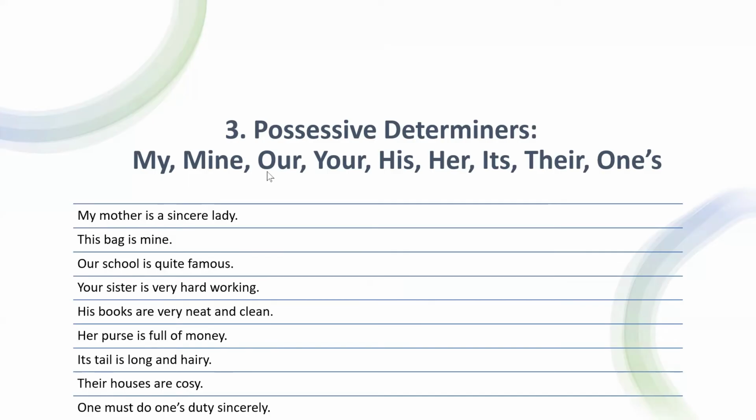Use of our. Your sister is very hardworking. Use of your. His books are very neat and clean. So use of his. Her purse is full of money. Use of her. Its tail is long and hairy. Use of its. Their houses are cozy. Cozy means comfortable. Use of their. One must do one's duty sincerely.